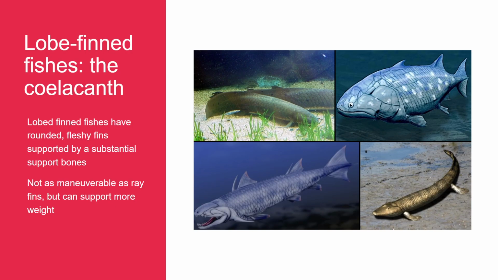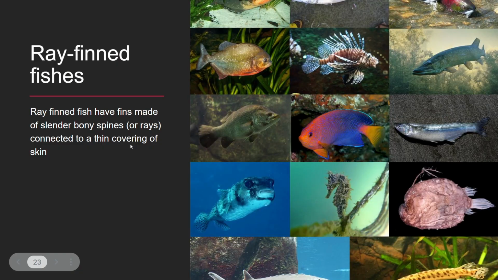Lobe finned fish, like the coelacanth, you can see here on the right, do have fins that kind of look like rudimentary legs. Their lobed fins are fleshy and they're supported by substantial support bones, and they may not be as maneuverable as the ray fins, but they can definitely support more weight.